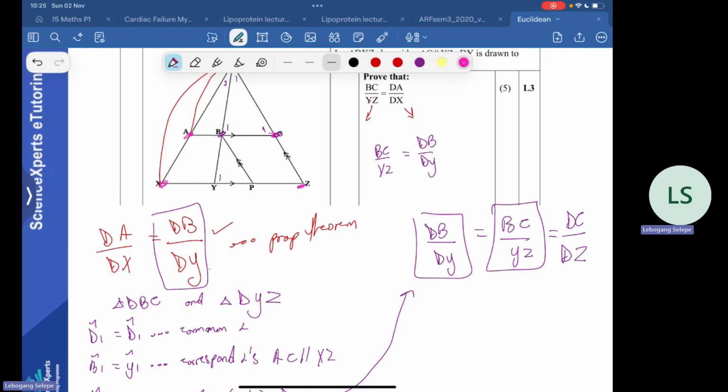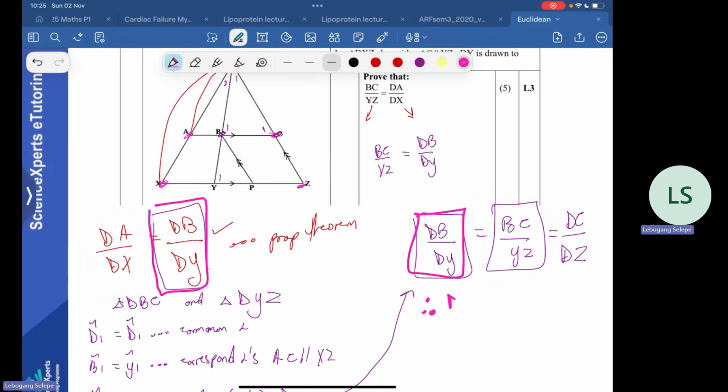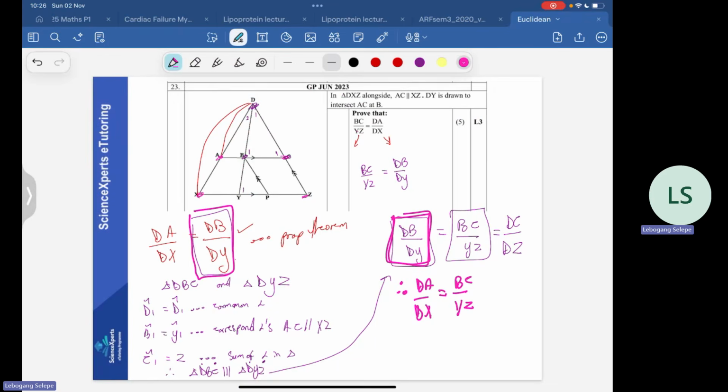So let me use a pink color for it. So this is here, and it's also here, right? So it means that these two ratios would also be equal because they are both equal to this ratio that I'm taking here. So I can therefore say DA over DX would be equal to BC over YZ because they are both equal to the other ratio, right? So this is how you'd prove it, guys. Simple and straightforward. Yeah, 5 marks.